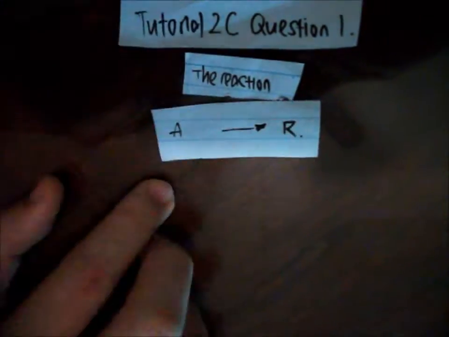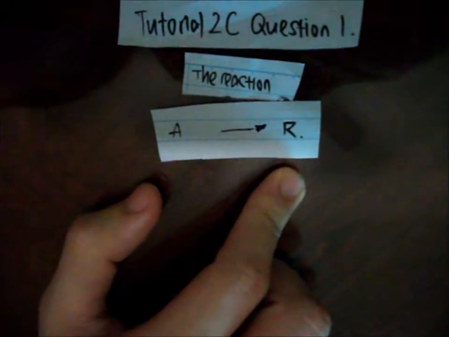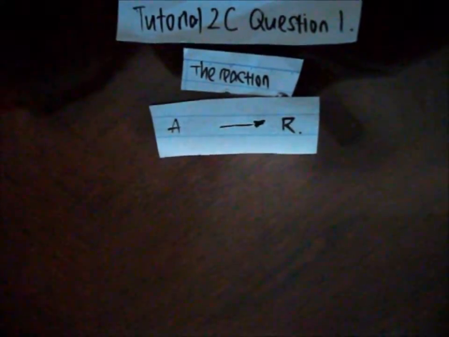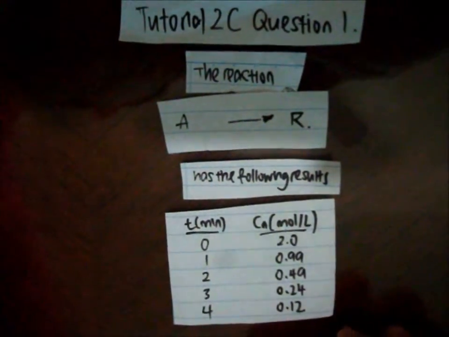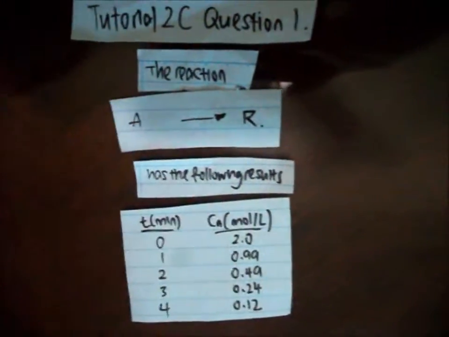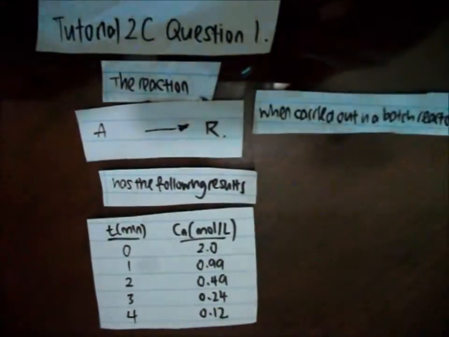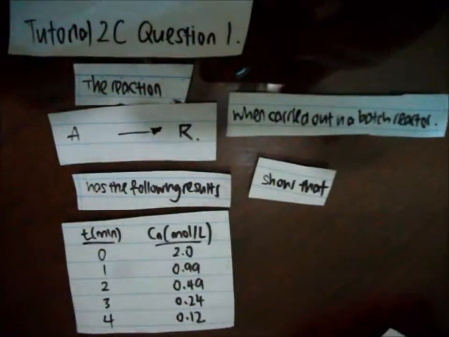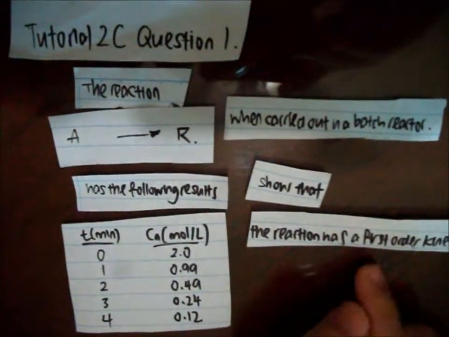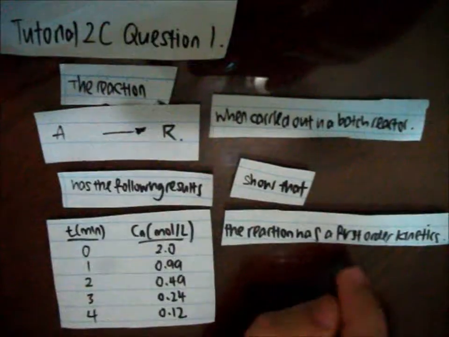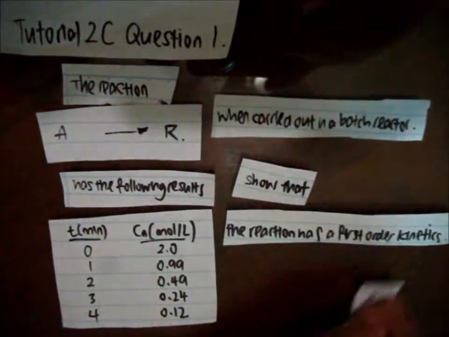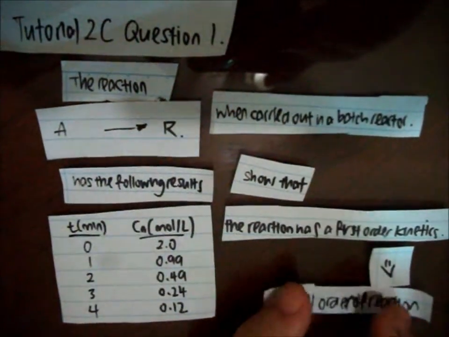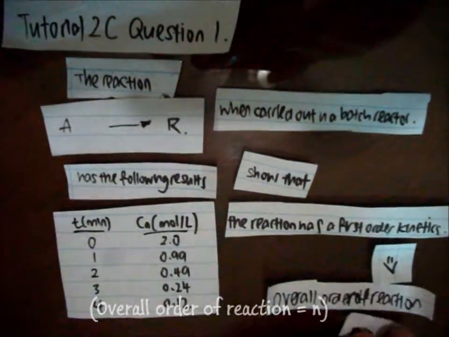The question has a reaction of reactant A forming product R. The reaction has the following results for the respective concentration of A within 4 minutes, and it is carried out inside a batch reactor. The question requires us to show that the reaction has first order kinetics, where first order kinetics means that the reaction has an overall order of reaction of 1.